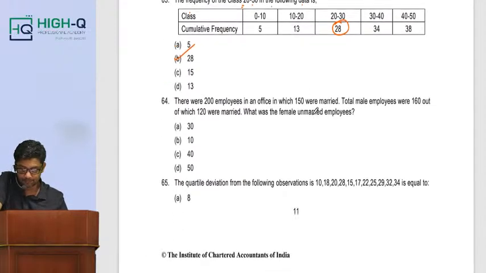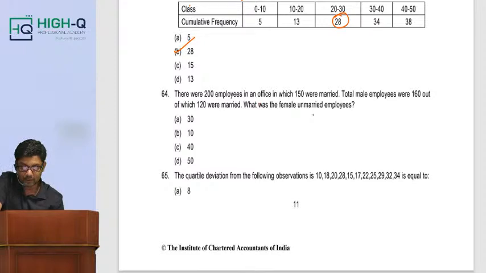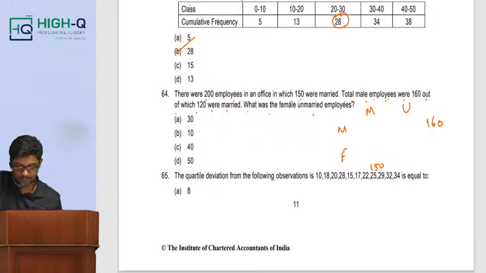28. There were 200 employees in an office in which 150 were married. Total male employees were 160, out of which 120 were married. What was the number of female unmarried employees? Now look at this: male, female, married, unmarried. There are 200 employees, 150 of them married. Total male employees were 160.